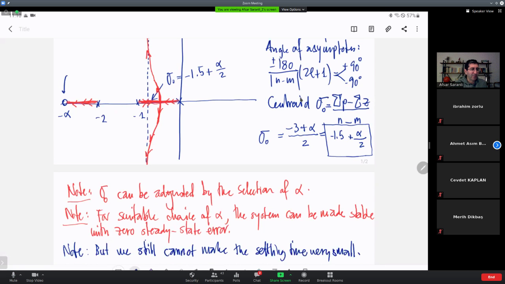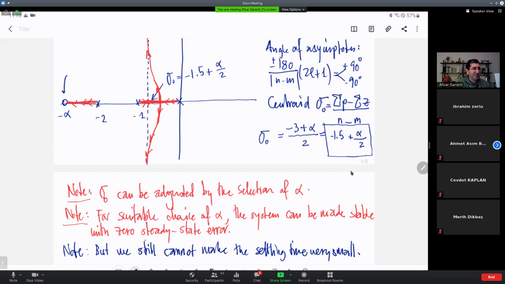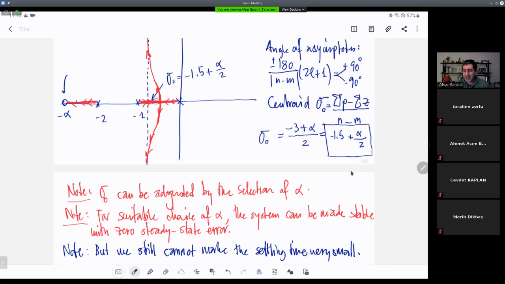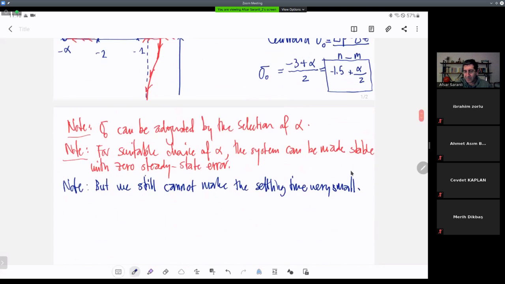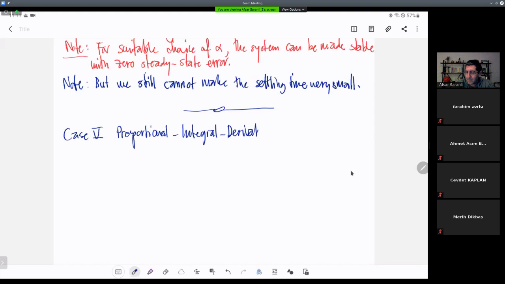Now the final thing I want to discuss, and then we will have our exercise, is case 5. Okay, so case 5 is the full PID controller. Case 5 is the proportional integral derivative controller, or PID controller.